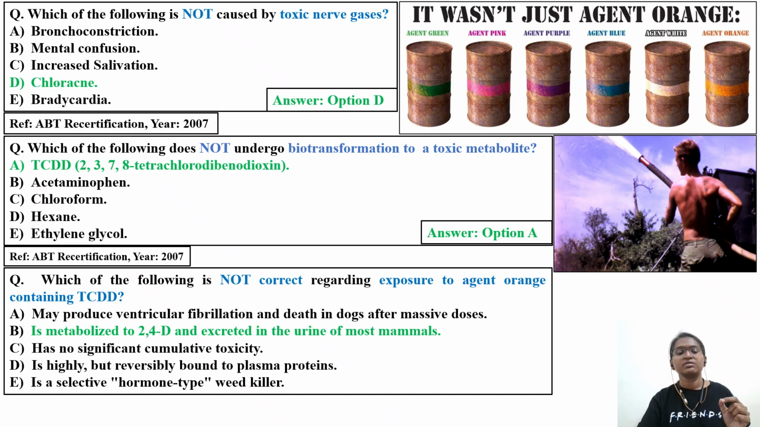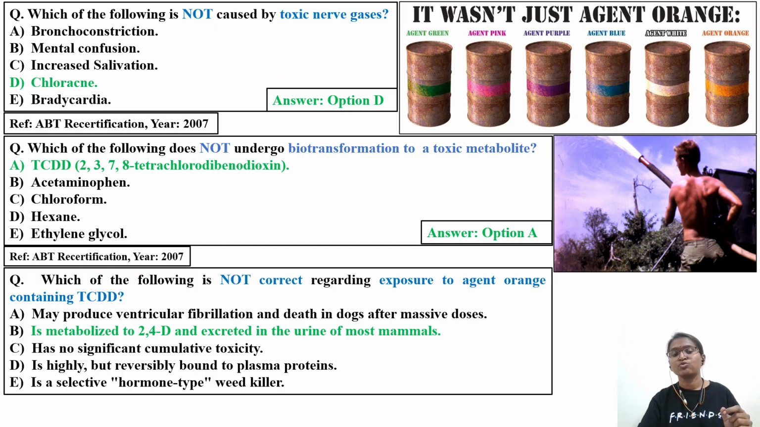Okay. Next question is also taken from ABT recertification question papers only. These are taken from year 2007. Which of the following is not correct regarding exposure to Agent Orange containing TCDD? TCDD may produce ventricular fibrillation and death in dogs after massive doses. This is the right answer.